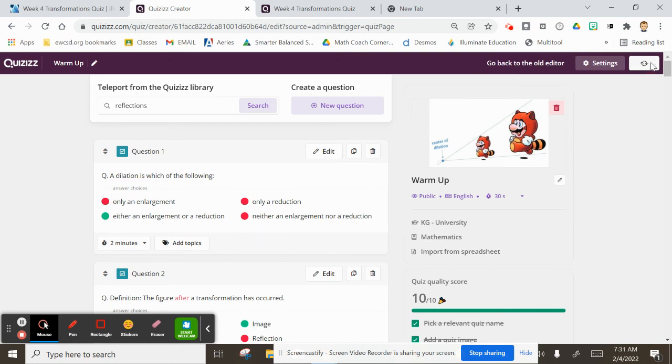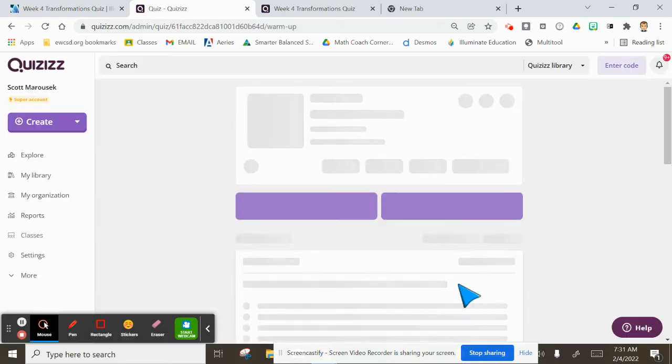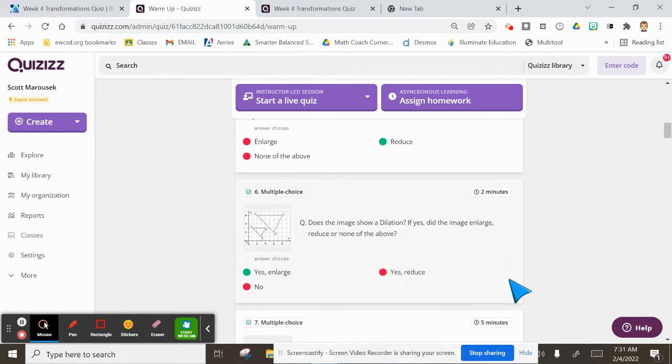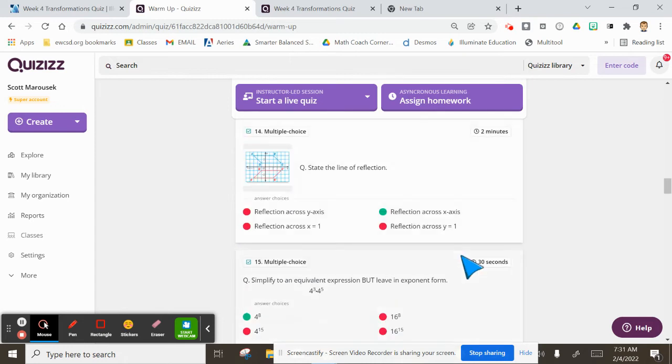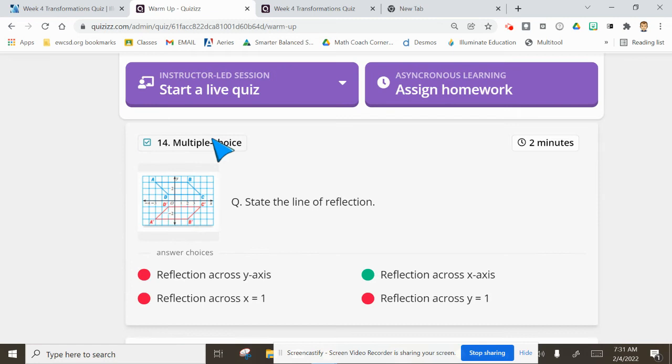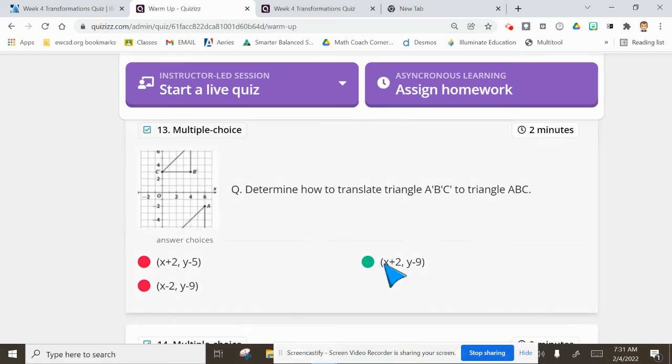Let me save this so you guys don't see all the answers right away. We've done this warm-up quite a bit, but I want to go down a little bit so you guys can see maybe the questions that you need a little bit more help on. The reflection. What's the line of reflection here? You may see this problem. Some of these problems you may see again. When you do this one, it's a little larger.